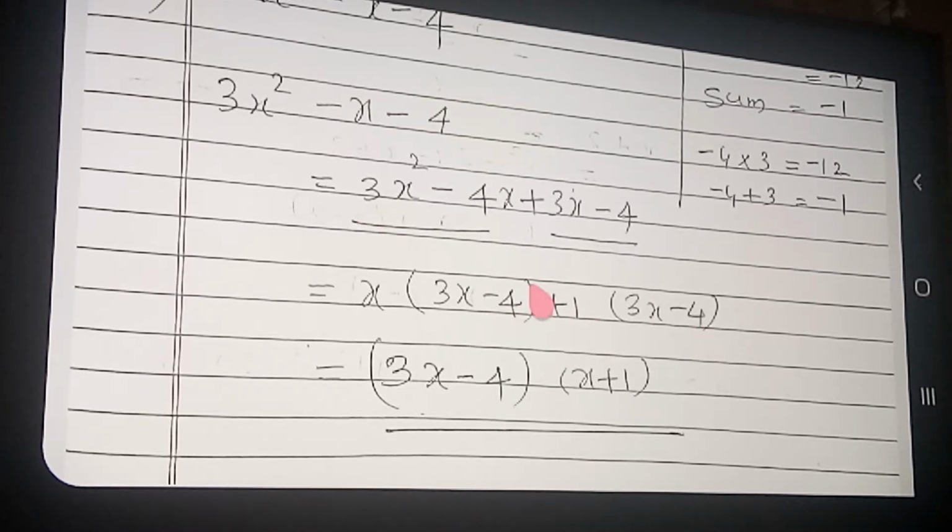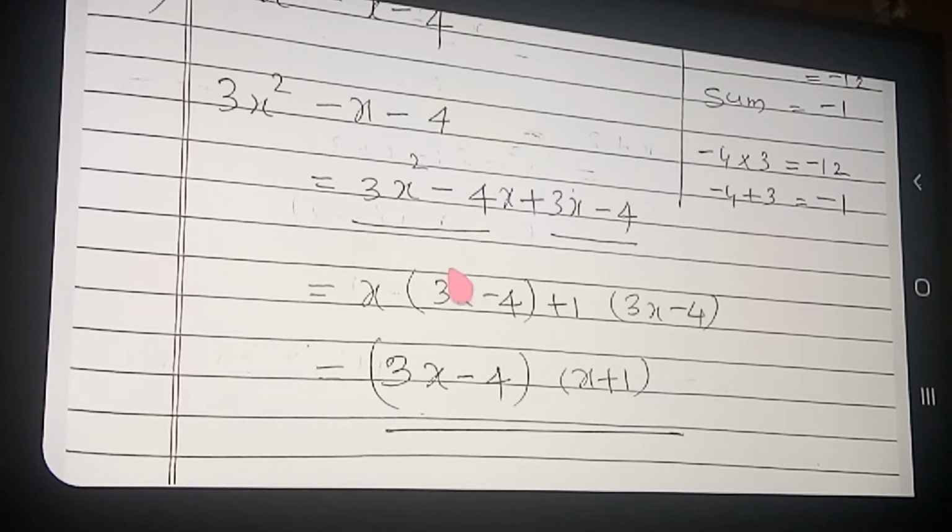So 3x minus 4 here and here is common, so you take it outside. And then what is remaining here? x remaining here, here plus 1 remaining. So you got the factors. Okay, this is how second degree polynomial factorization I explained here. Now the next section coming: third degree polynomial, how to factorize.